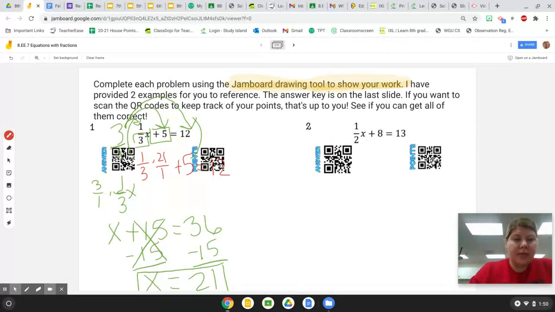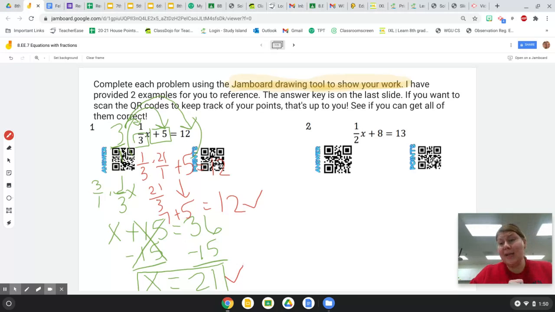So when I'm doing that, that gives me 21 over 3, which is 7, right? So that's saying 7 plus that 5 that I brought down equals 12. Is that true? Yeah, it's true. So I know that x equals 21.